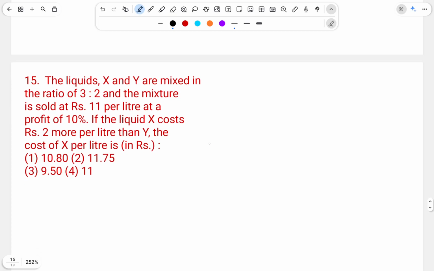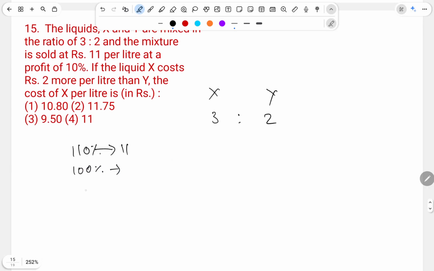Then two liquids X and Y are mixed in the ratio 3:2, and the mixture is sold for 11 rupees per liter at a profit of 10%. Means 110% is 11. Then 100% will be 100 by 110 into 11, which is 10 rupees. So 10 rupees is the CP. If the liquid X costs 2 rupees more than Y, if I assume it as Y, then X must be Y plus 2.